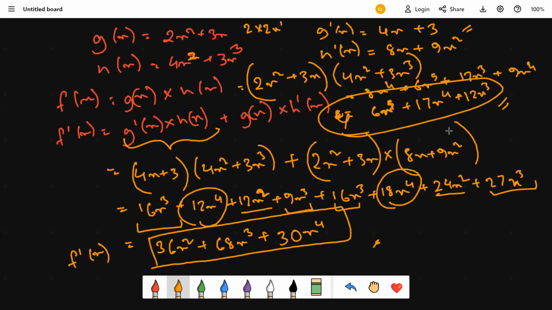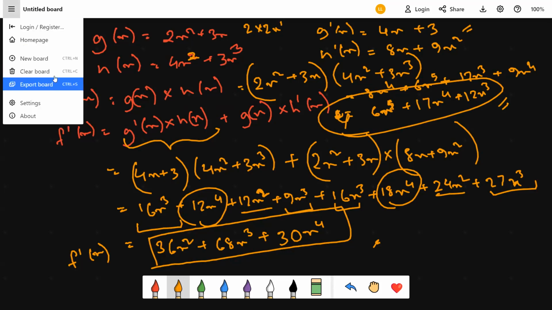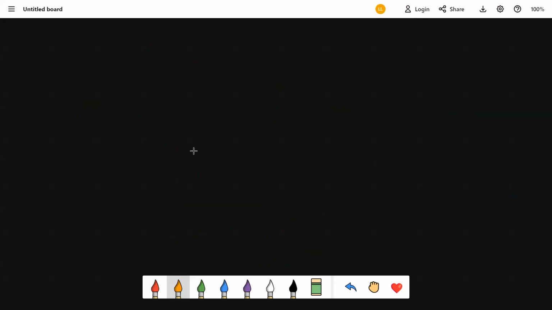But when the expressions are very big and complex, the sum rule becomes very difficult. For example, let's do the example which I showed at the start of this class: y equals x squared times root over 4x plus 6, whole cube. In this scenario, it will be very difficult to break the brackets and use the sum rule. So how do we do this?